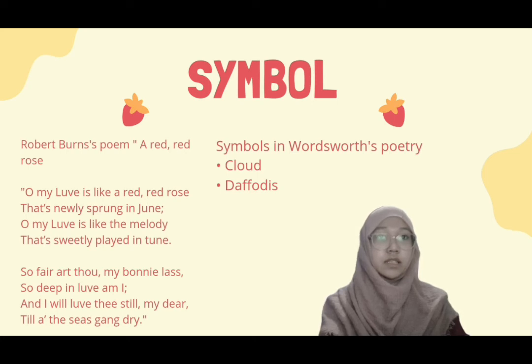A symbol is an object, either living or non-living, that represents something else in reality. Therefore, the reader has to think carefully to unravel the hidden meaning. Wordsworth's use of symbolism in his poem reveals his observational skills and his ability to appreciate the nature around him. The title and the first stanza of the poem highlight the first symbol in the poem.